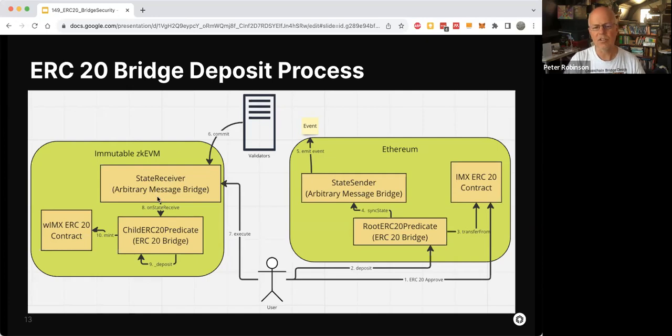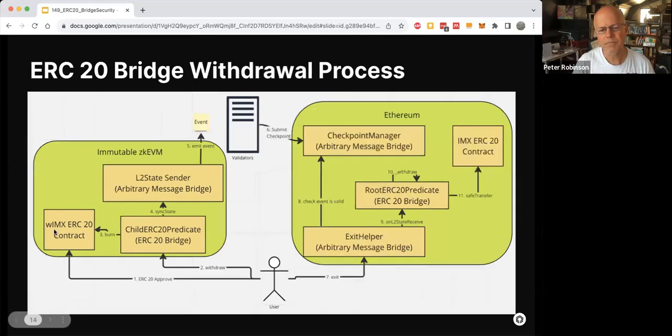exit. And so in response to calling execute, onStateReceive is called, which activates that ERC20, which does a deposit, which mints some tokens. And so that's the overall process for deposit.